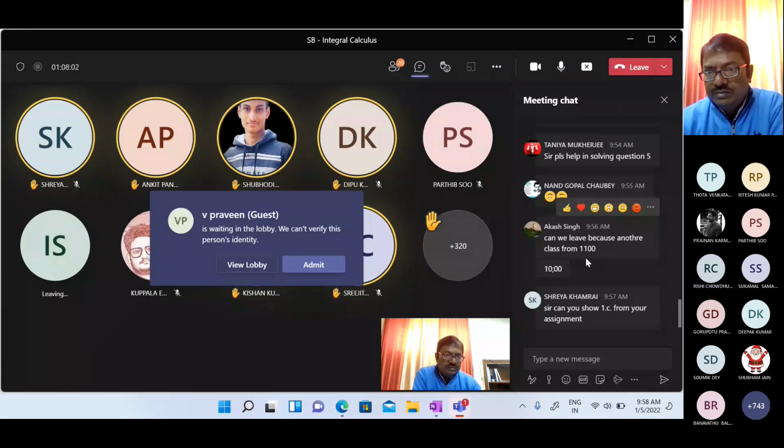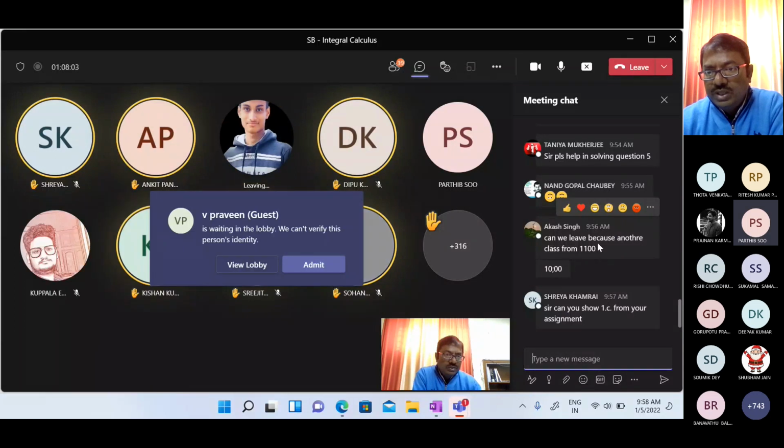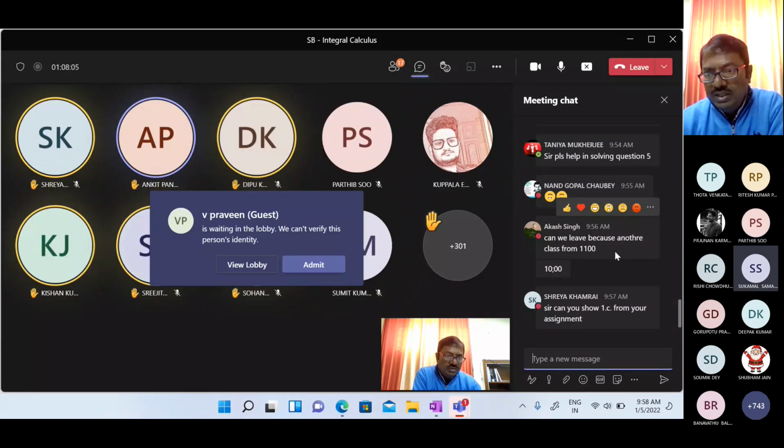Please explain the graph part. Thank you, sir. And I will send the mail again. Yes, some students said, can we leave? You can leave. Sir, what is the total mark?